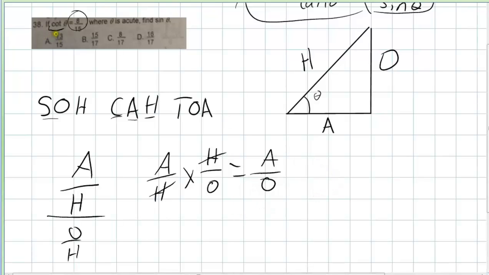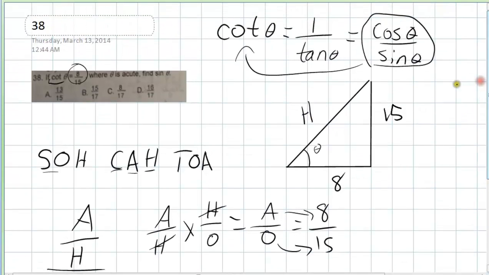And they told us that the cotangent was 8 over 15. So that means that our adjacent is 8 and our opposite is 15. So now I can replace this. This is 8. This is 15. Now we can solve for the hypotenuse so that we can find what they ask us, sine theta. So remember that sine is the opposite over the hypotenuse. We already have the opposite. Now we need to solve for the hypotenuse, and then that'll give us our answer.